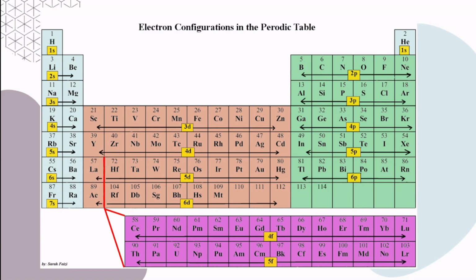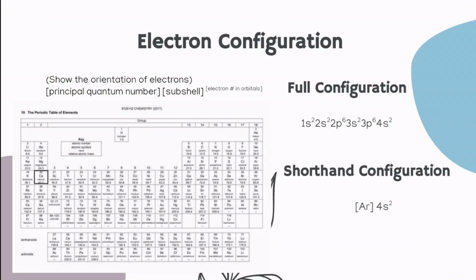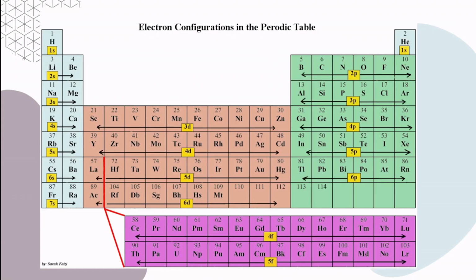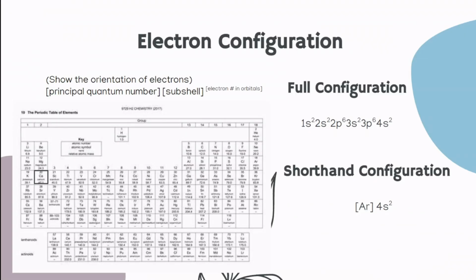We sort of build on these shells. So we acknowledge what's closest to the nucleus, and then we expand out from there. There are 2 ways you can write this. The full configuration is often what ACE wants more. If we want to look at calcium, it would be 1s2, so that's our hydrogen and helium, 2s2, which would be lithium, then beryllium, then 2p6, so we're moving from our S block into our P block, so our light blue to the green. And we're covering all 6 of those elements.